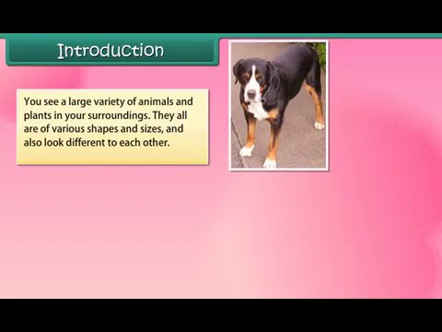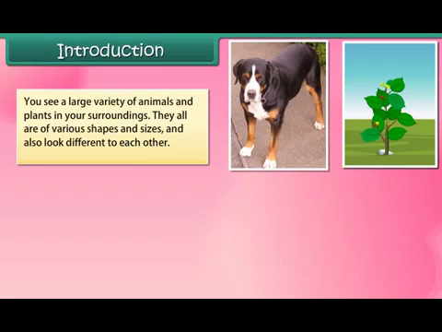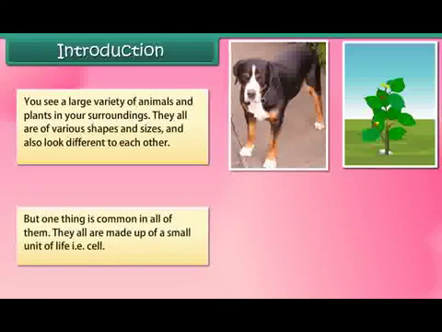Introduction. You see a large variety of animals and plants in your surroundings. They all are of various shapes and sizes and also look different to each other. But one thing is common in all of them. They all are made up of a small unit of life, that is, cell.